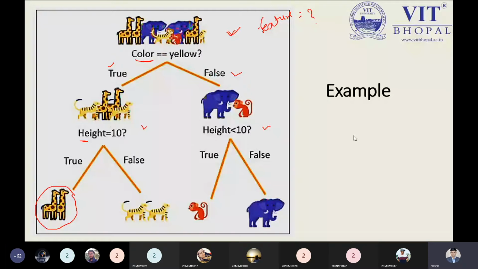So what we are doing with the help of the features, height and color, is that at each and every level of the tree we have some nodes. These nodes are known as decision nodes. If you remember the decision tree diagram, then please keep this point in mind properly.